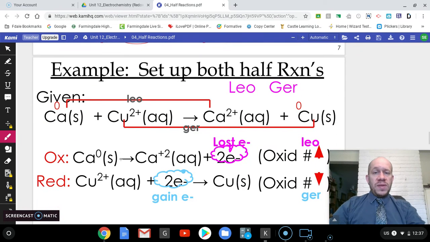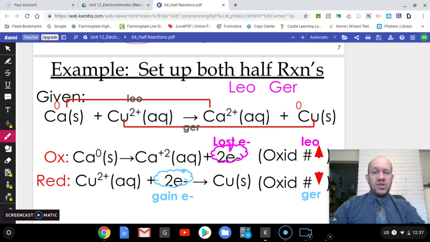So set up both half reactions. You're given this equation here in the middle. Calcium begins with a 0 oxidation state. Copper has a +2 oxidation state. That's what they gave you. On the other side, calcium has a +2 oxidation state, and copper is now 0. So because calcium lost electrons, it's being oxidized, and because copper gained electrons, it's being reduced.